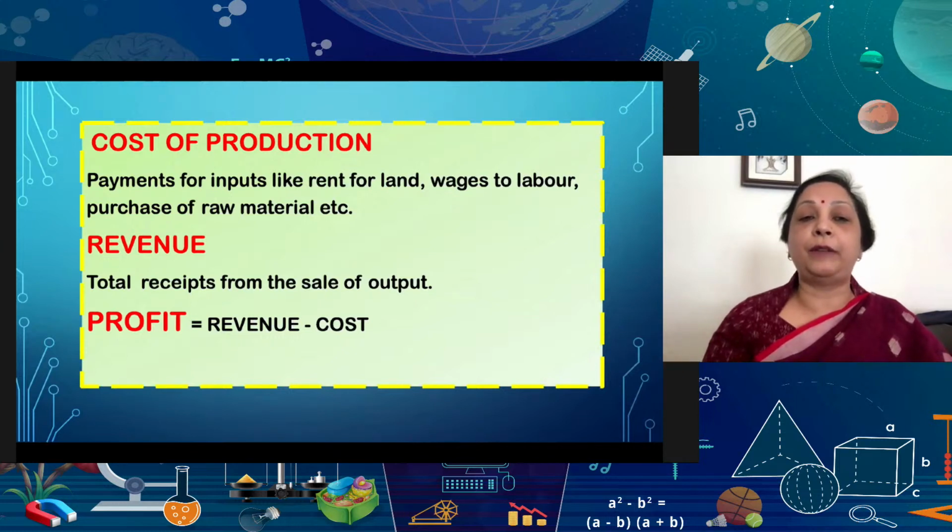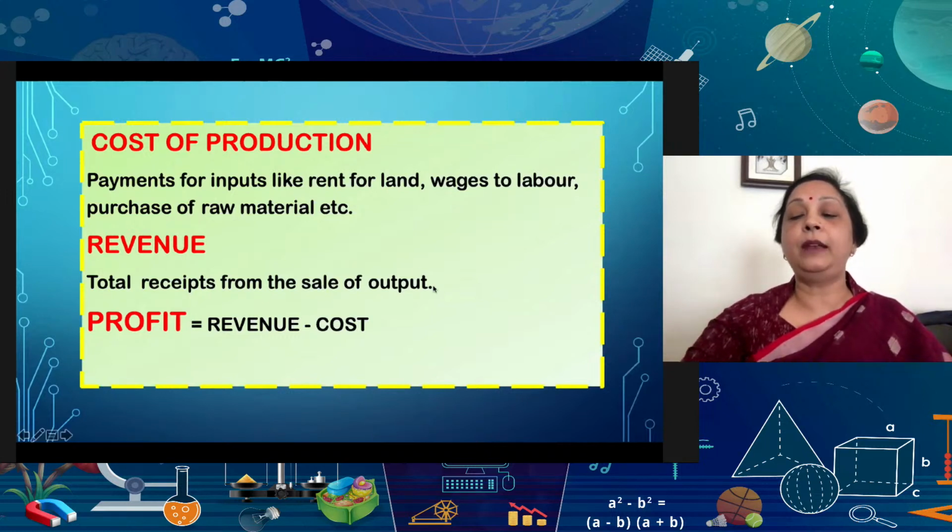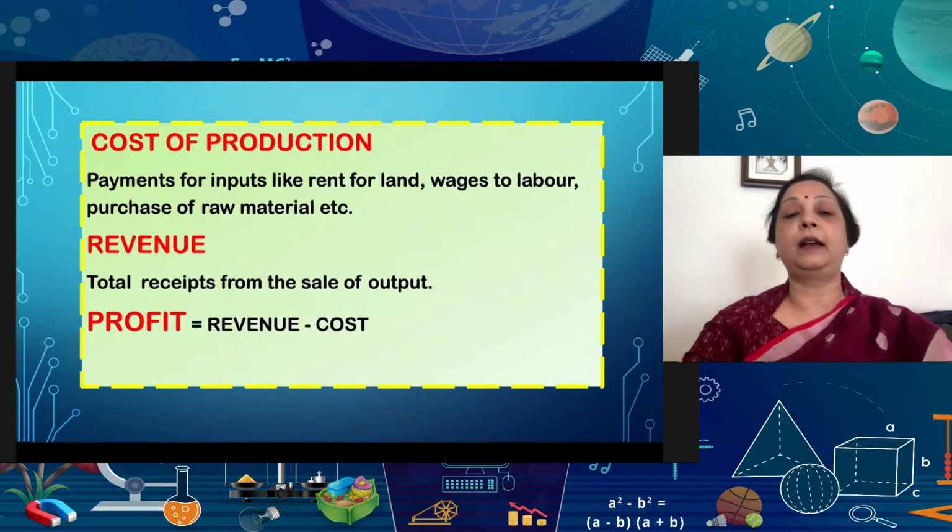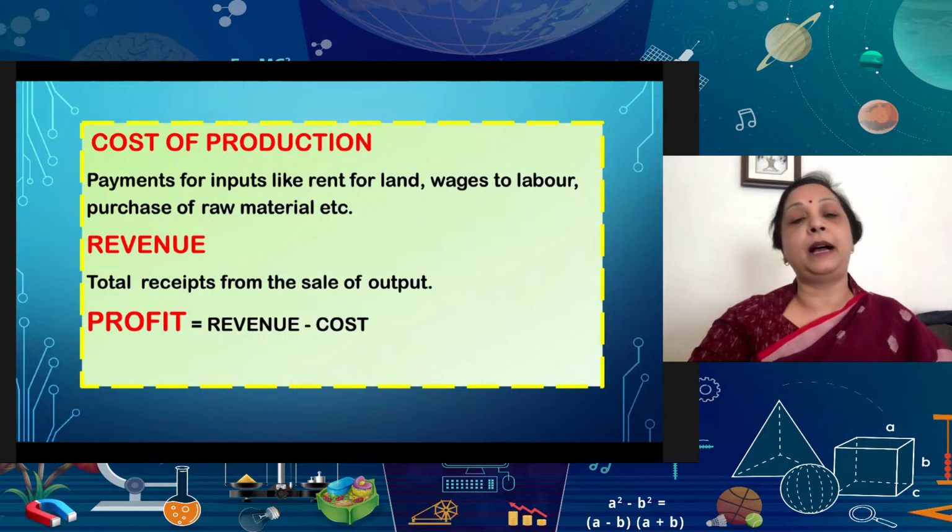Then we have the concept of revenue. Now, what is revenue? Revenue is the total receipt from the sale of output. When a producer produces a commodity, he is doing so to sell it in the market.